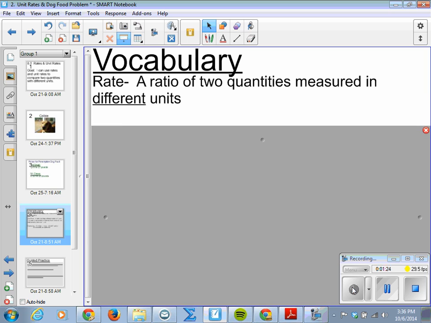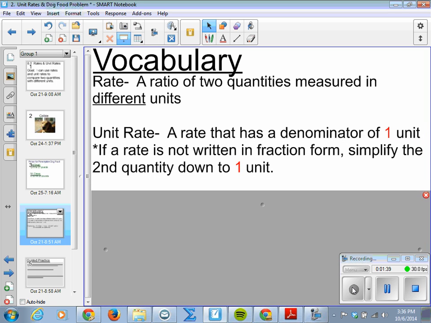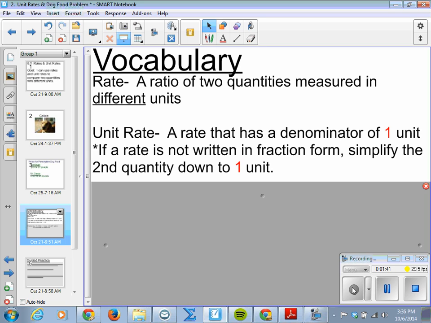So a rate is the ratio of two quantities measured in different units. The word different is underlined there. It's pretty important. So bold it or circle it, something in your notes so it stands out. Then a unit rate is a rate that has a denominator of 1 unit. If a rate is not written in a fraction form, you can simplify the second quantity down to 1 unit.